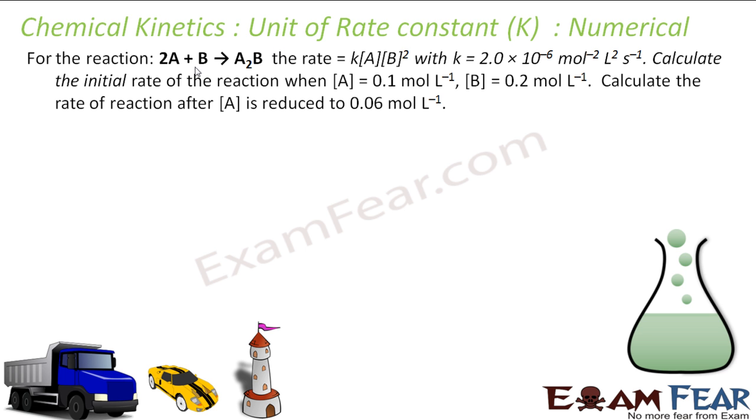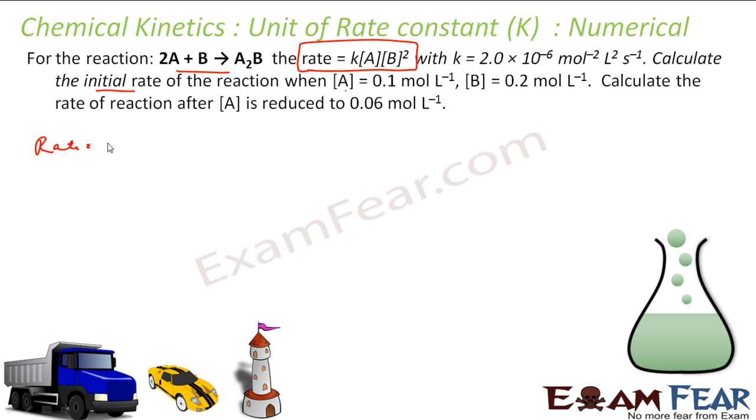We have this reaction, and for this reaction we have this rate expression given. It's the critical part. And the value of K is given. And you can see the order of reaction is 3, 1 plus 2, 3. Initial concentration of A and B is given. We have to find the rate of reaction after A is reduced to 0.06. So we have to find both the initial rate of reaction and also the rate of reaction after A is reduced. So let's first find the initial rate of reaction.